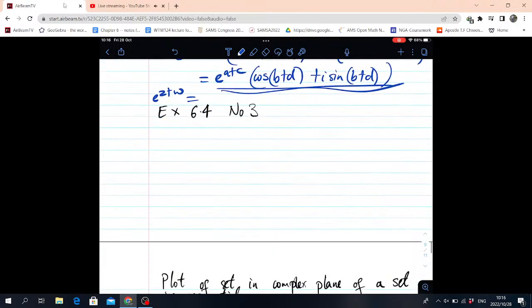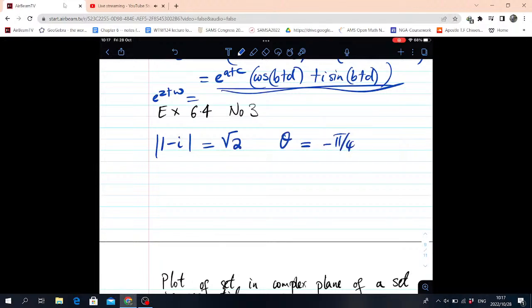All right. Let me look at another example before we stop, and that's exercise 6.4, number 3. It is asking you to write complex numbers in this new polar form, r e to the theta i. So if you're given, for example, 1 minus i as your complex number, then you want to find its modulus, which is root 2, and then its theta is minus pi over 4.